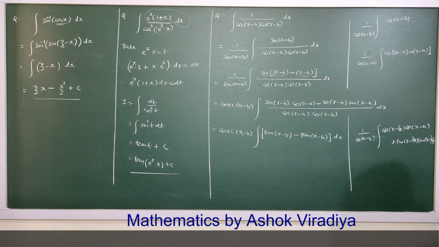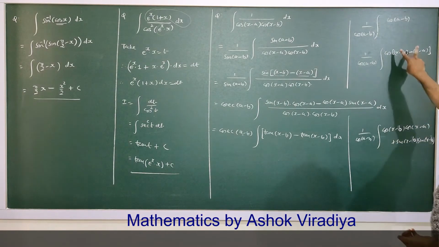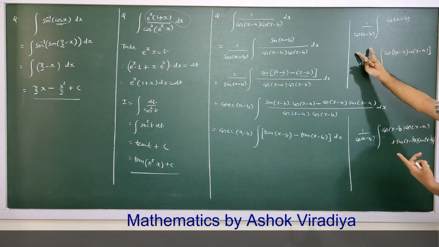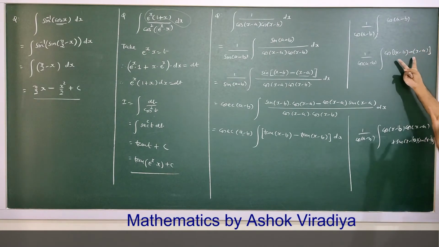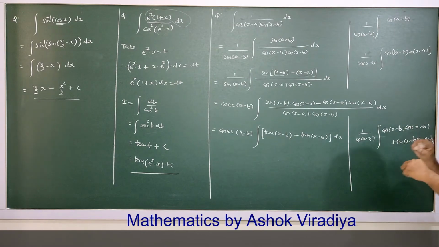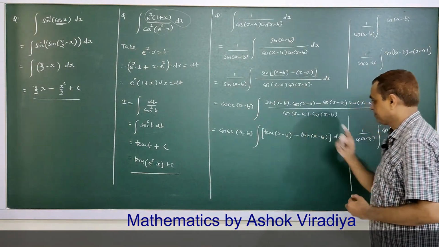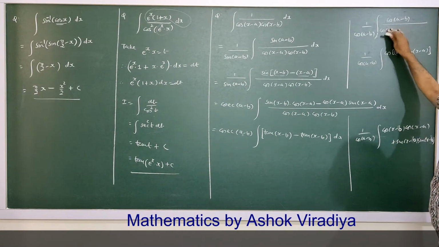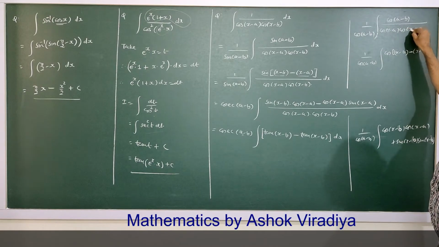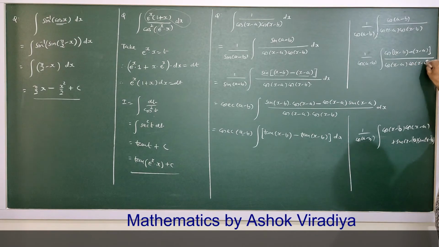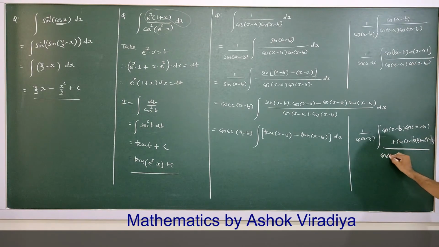I am showing the numerator only, the calculation for the numerator. If instead of sine of x minus b, you take help of cos of a minus b, this is also constant. Then in the next step this will be the expression. Then when you divide by the denominator, the denominator is cos of x minus a, cos of x minus b.